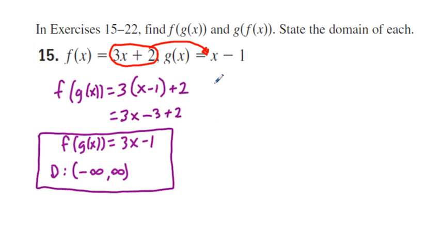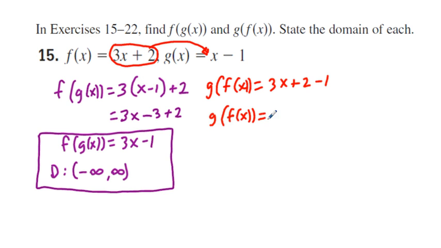So we say g of f of x is equal to, we replace this x here with 3x plus 2, minus 1. And we just simplify. g of f of x is equal to, we have 3x, and 2 minus 1 is plus 1. 3x plus 1.